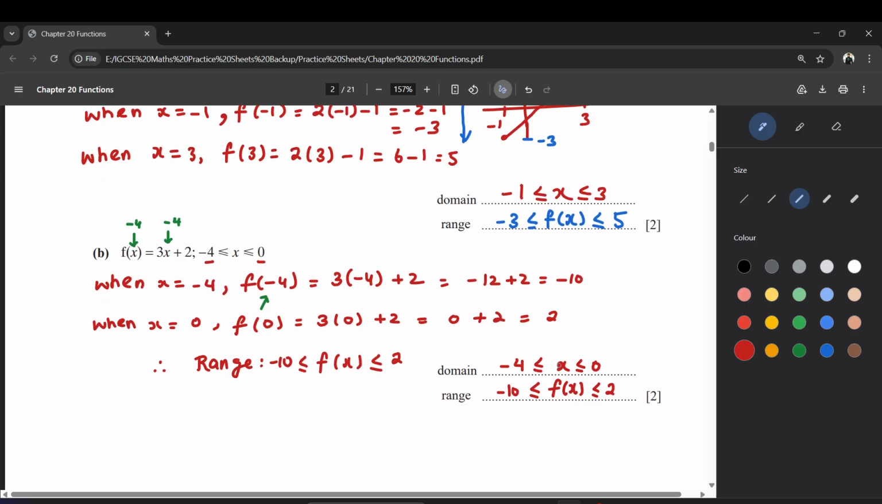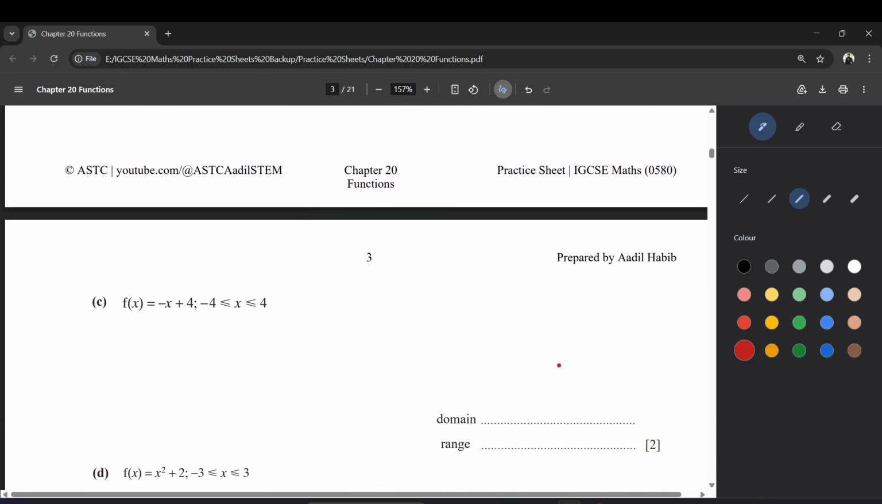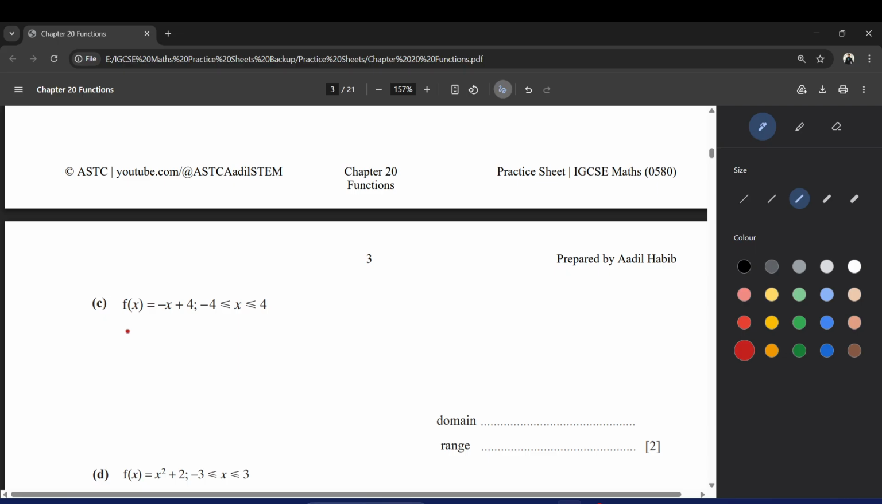All right. Let's move to part C now. So again, we have a linear function and the given domain is that x is between minus 4 and 4. So let me write down the domain first. So x is between minus 4 and 4.